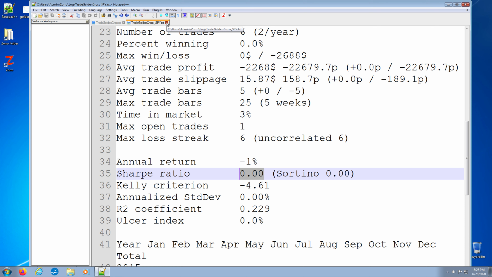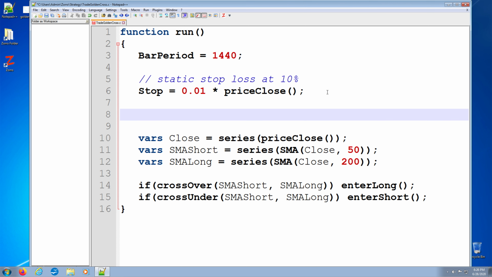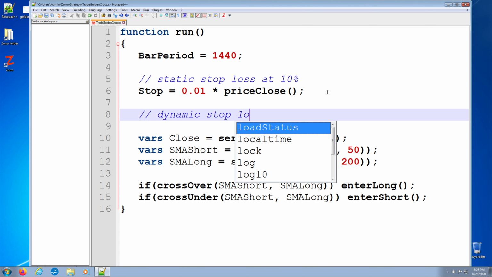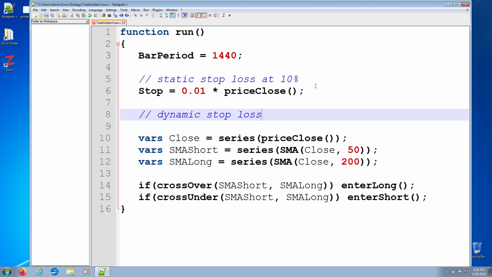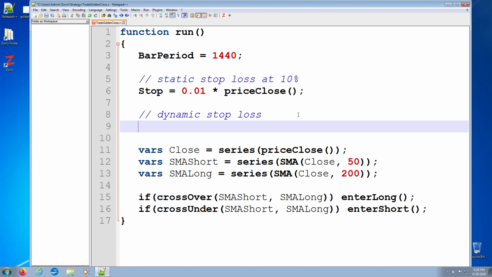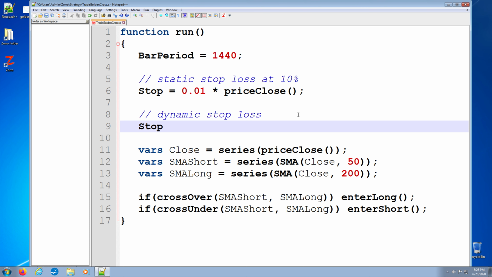Okay, now we talked about the other technique to set your stops, right? The dynamic one, right? So dynamic stop loss. Okay, and I can't type a number here because it's dynamic, it's something that will change all the time, right? And it will change according to the volatility of the market, right? And how do we measure volatility? Well, there are many, many measures.